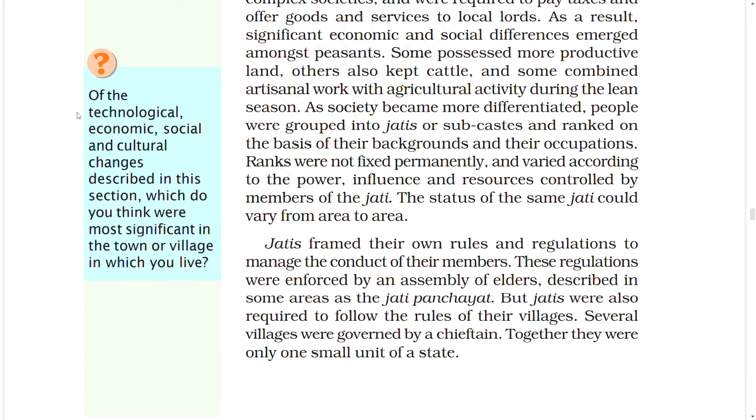Of the technological, economic, social, and cultural changes described in this section, which do you think were most significant in the town or village in which you live? Comment on this.